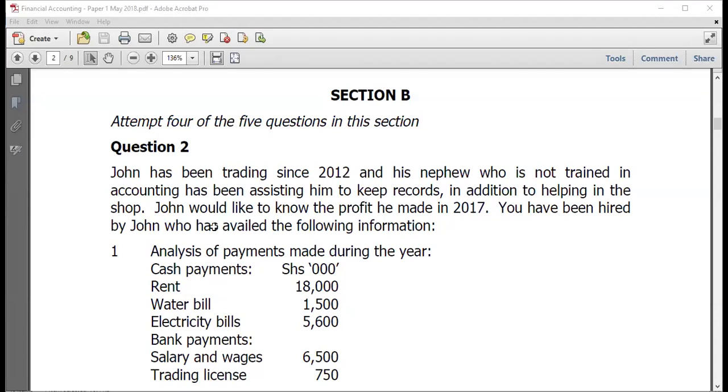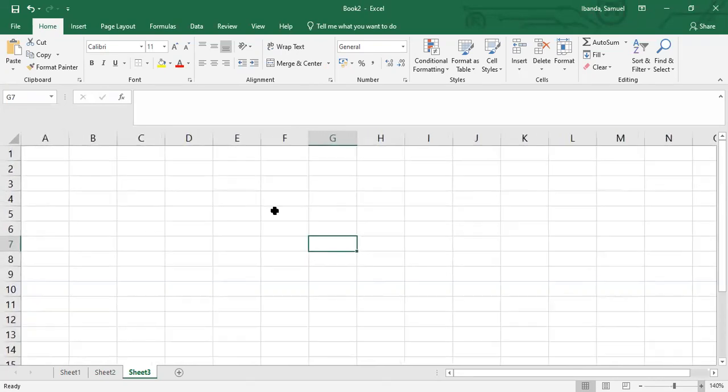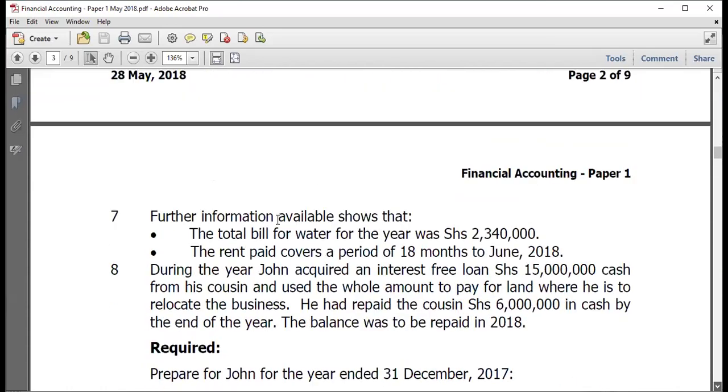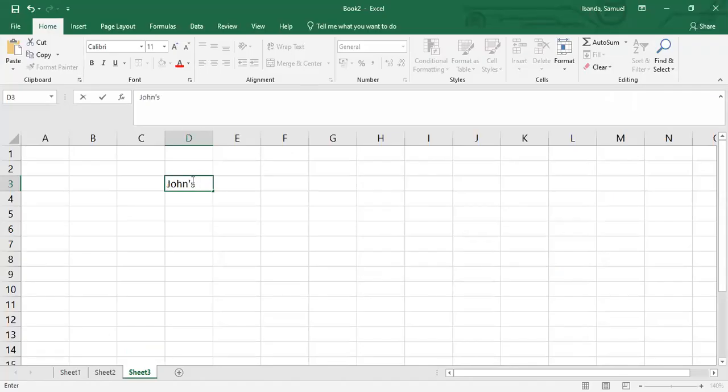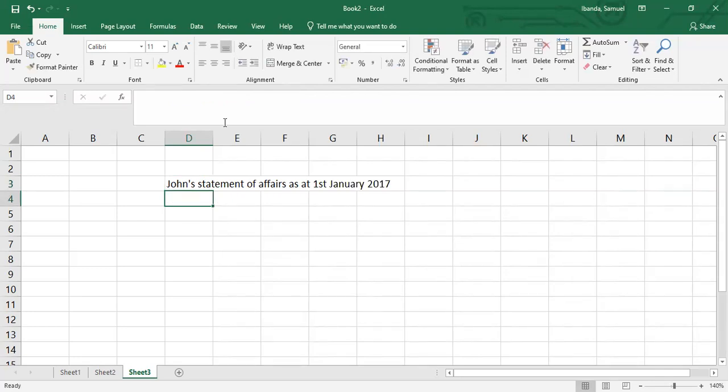Okay, so I'll use the Excel to just go through the question right here. The first thing that we are preparing, as it has been asked, is John's statement of affairs, and this is as at 1st January 2017, okay? Yeah, as you can see.